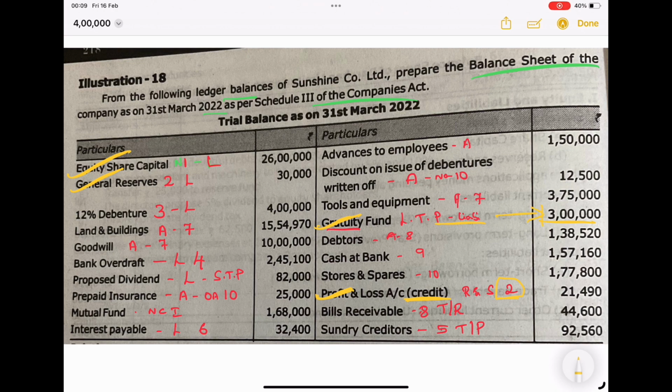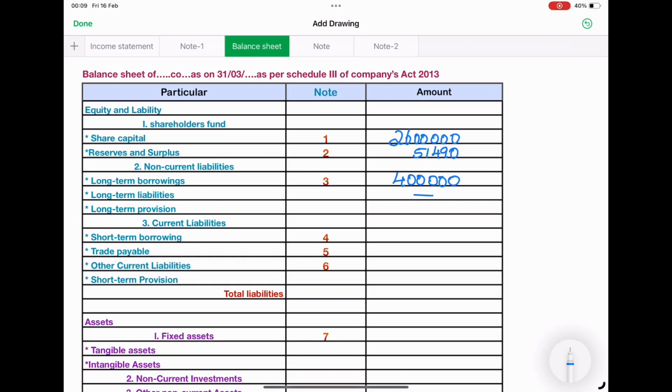So this value we have to mention it, gratuity fund. If you want to write, I'll write here gratuity fund. For this, no need of writing notes, because majority of the times for that particular thing we don't have any adjustment. Direct answers we can write. How much they have given? 3 lakhs.